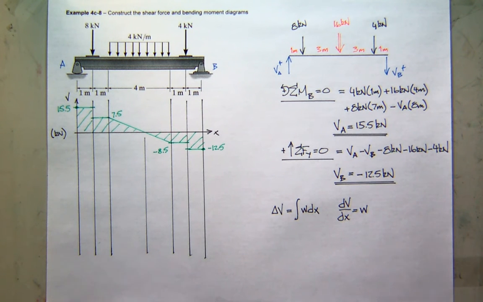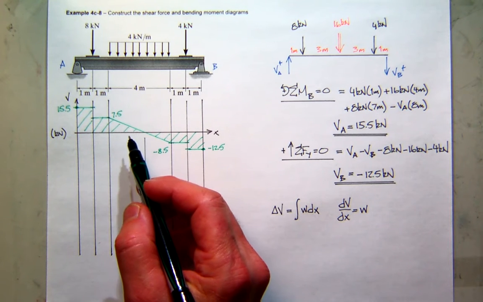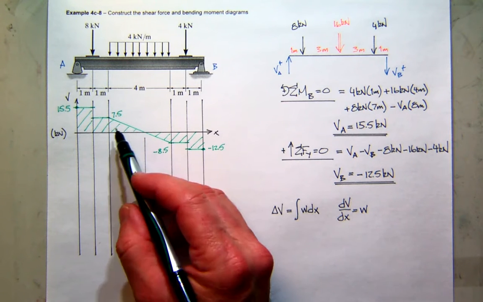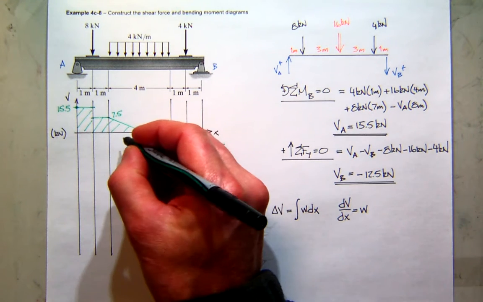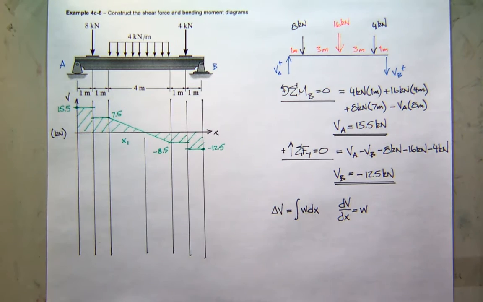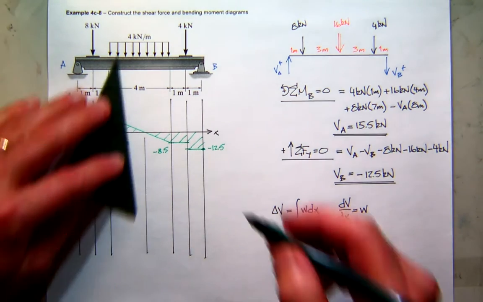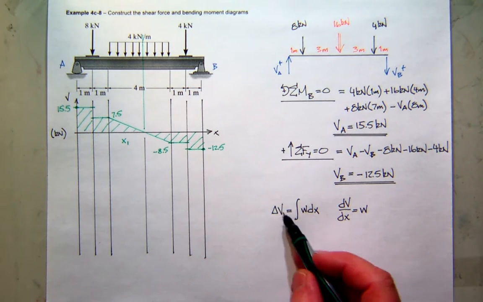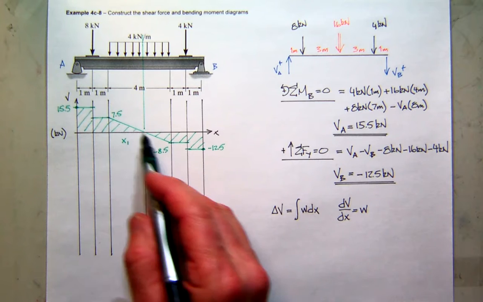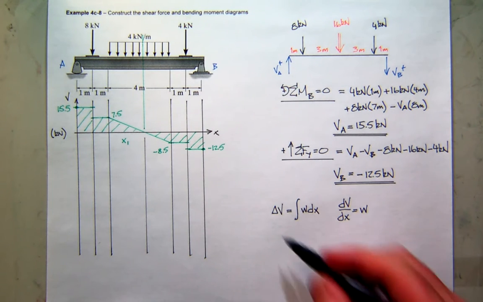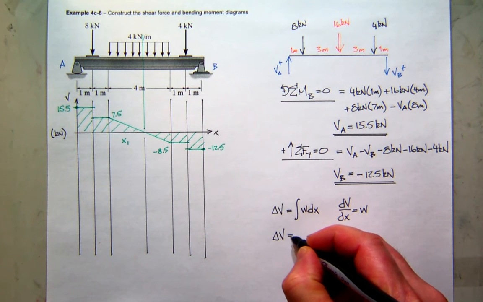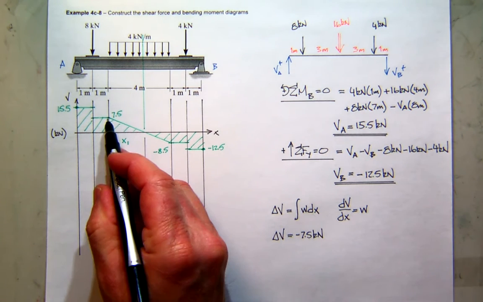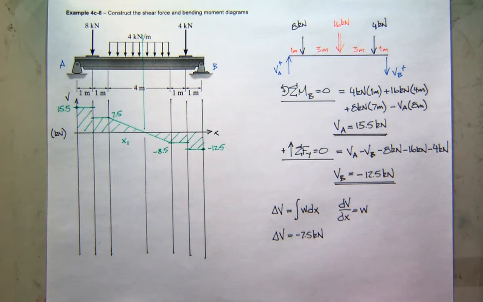All right, now we've got a little bit of work to do because we need to come back and find this distance here. There's a couple ways you can do it. These two triangles are similar, so you could do similar triangles. The way I like to do it is I'm going to assume that this is some distance. I'll call it x1. And I'm going to project that back up to my diagram. So really the change in shear from 7.5 to 0 is what? It would be negative 7.5 kilonewtons, right? If I start at 7.5 and I end at 0, I really need to add a negative 7.5.